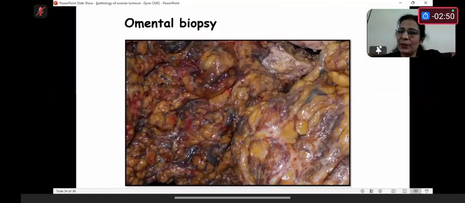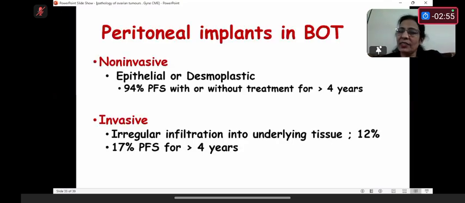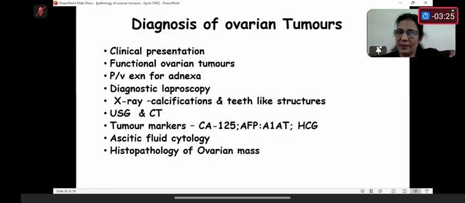So omental biopsy has been extensively described by our previous speakers. So one should know that peritoneal implants and surface epithelial tumors can be non-invasive or invasive. And if invasive tumor implants, the progression-free survival is very high. The aggressive treatment is to be required for invasive implants rather than for non-invasive implants. So with or without treatment, the progression-free survival is 94% for more than 4 years.